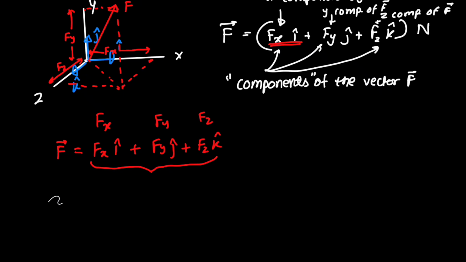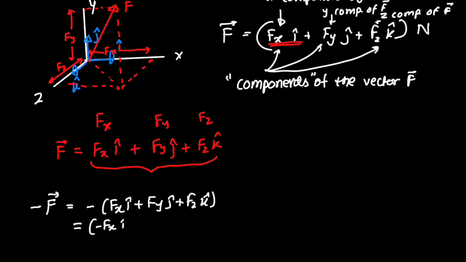For instance, if you want to find a force that is the negative of that force, that is, some force which has the same magnitude as the F vector and acts in a direction opposite to the F vector, then you simply say minus F. We have learned this, that using a negative sign in front of the vector reverses the direction of the vector. So minus F can be written as minus of (fx i cap plus fy j cap plus fz k cap). And then you say this is minus fx i cap minus fy j cap minus fz k cap.